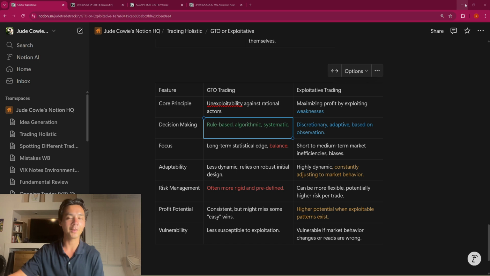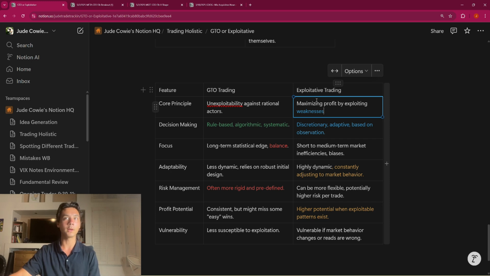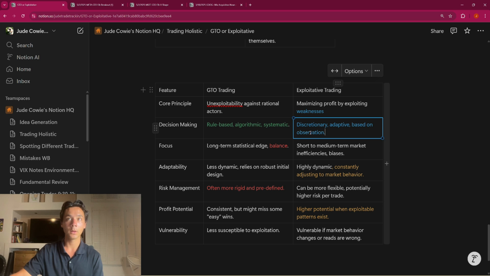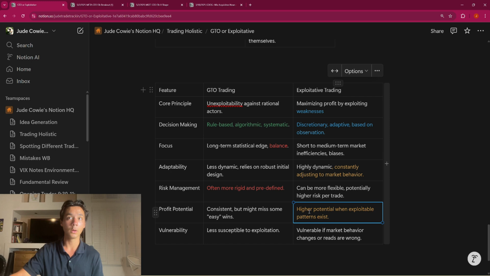But to review GTO versus exploitive trading, GTO again is very rule-based, algorithmic, systematic. We're looking to be balanced, more rigid and predefined, and we're less susceptible to exploitation. On the other hand, with exploitive, we're looking to maximize profits by exploiting weaknesses. It's discretionary, adaptive to your environment, based on your observation, adjusting to the market, and can be higher potential when it exists.